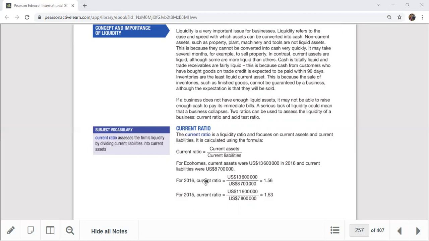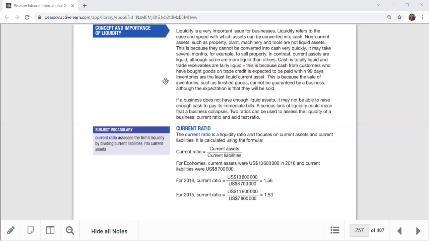Liquidity is a very important issue for businesses. Liquidity refers to the ease and speed with which assets can be converted into cash. Non-current assets such as property, plant, machinery, and tools are not liquid assets. This is because they cannot be converted into cash very quickly. It may take several months, for example, to sell property. In contrast, current assets are liquid, although some are more liquid than others. Cash is totally liquid and trade receivables are fairly liquid.